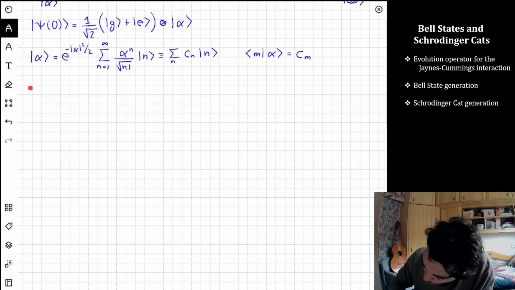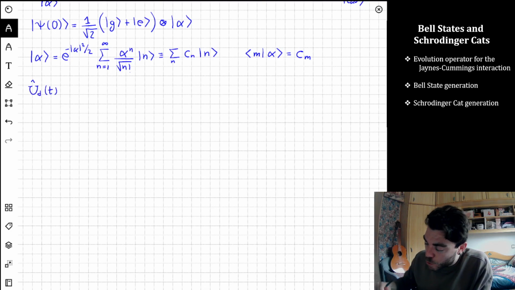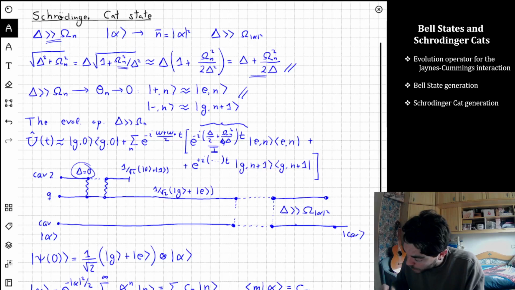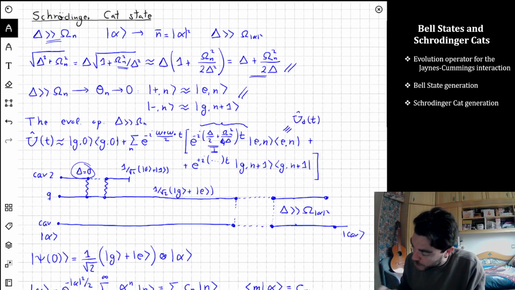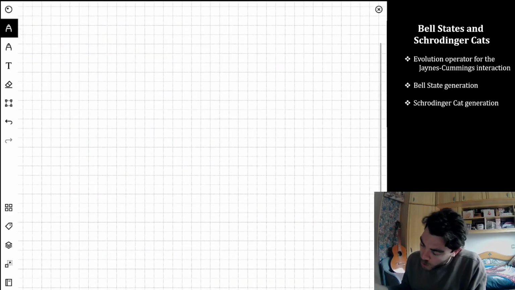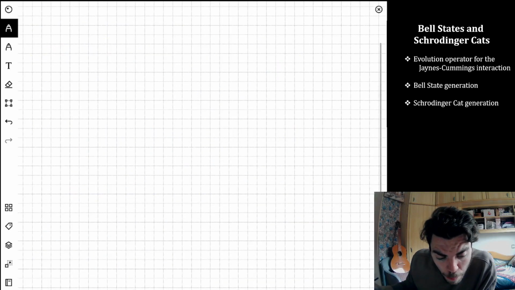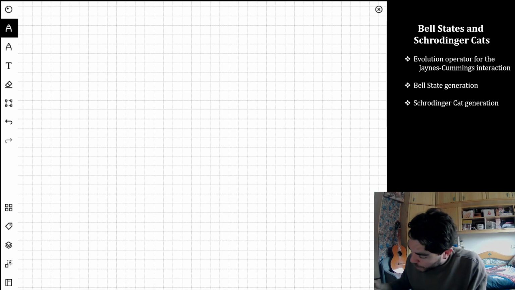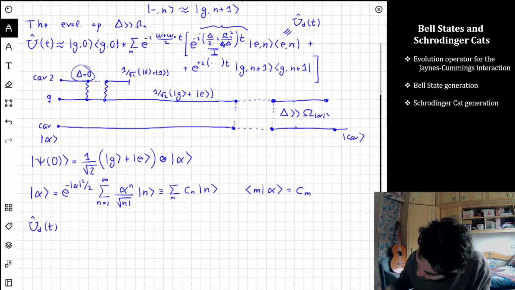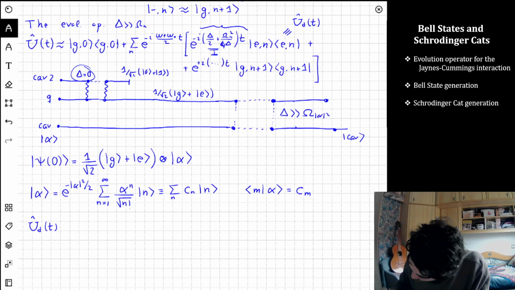Because now what we do is we apply the dispersive unitary evolution. With dispersive, what I mean is that we are applying this one. I called it U_D. D is from dispersive, but just forget about it. It's just this operator that we derived before. And so we apply the operator to the state at 0 to get the state at t.